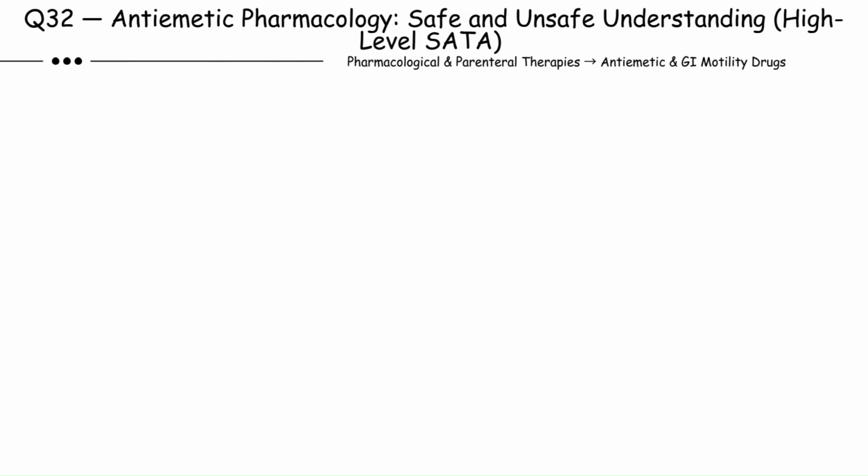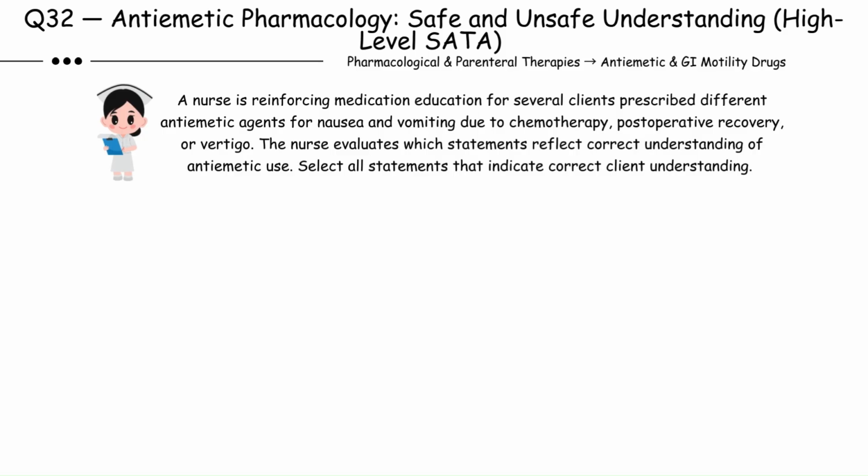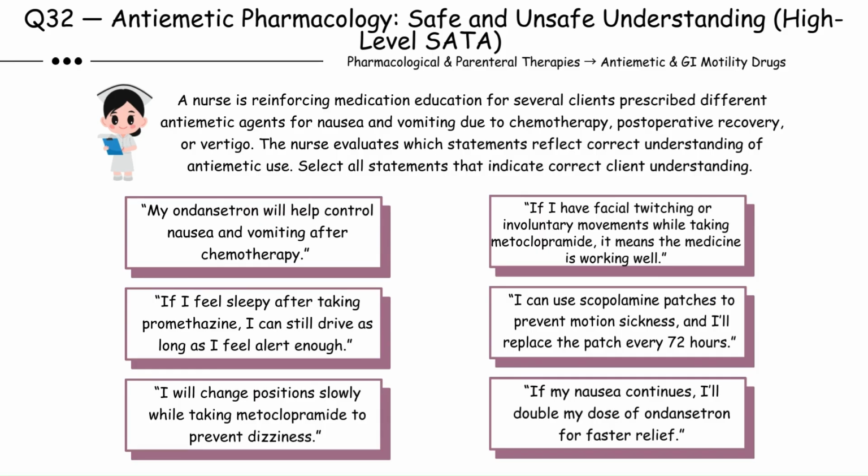Antiemetic pharmacology. Safe and unsafe understanding. Select all that apply. This one brings together several different antiemetic medications, ondansetron, promethazine, metoclopramide, and scopolamine, and asks you to evaluate which client statements show correct understanding. Let's look carefully at each option.